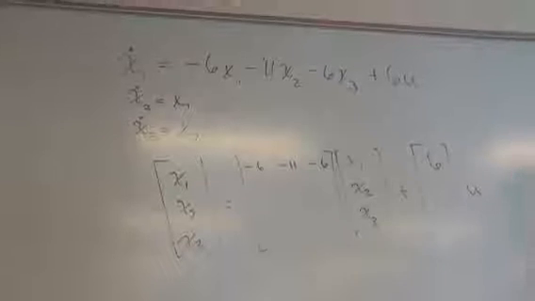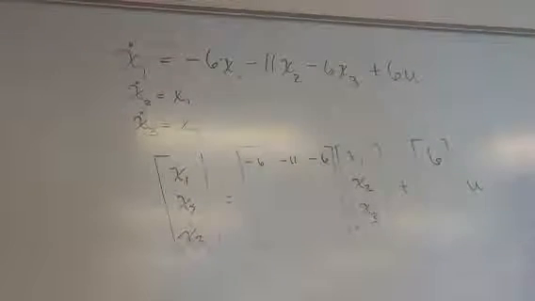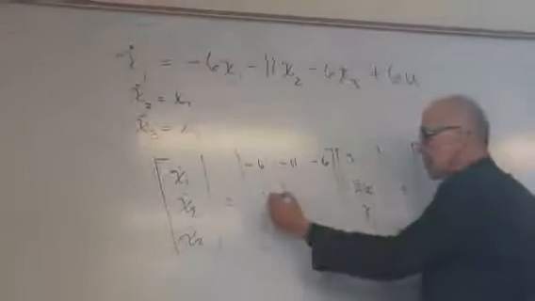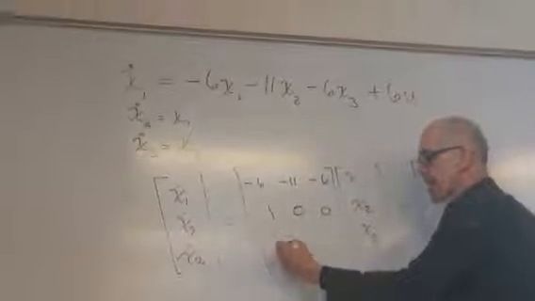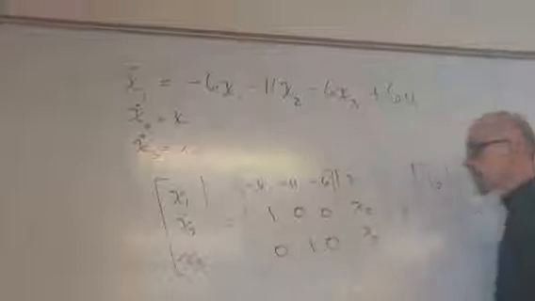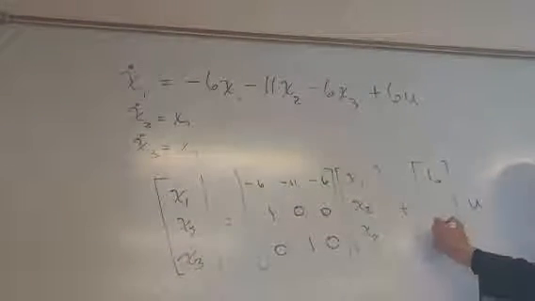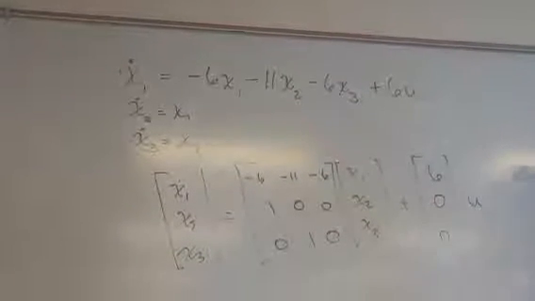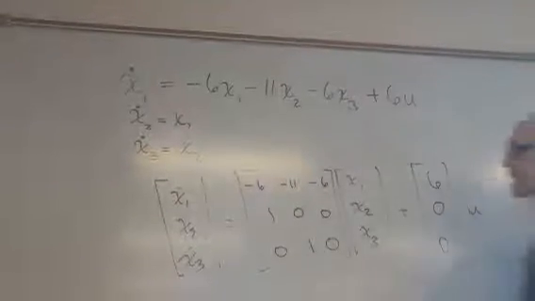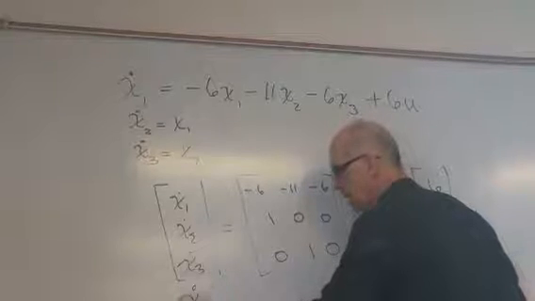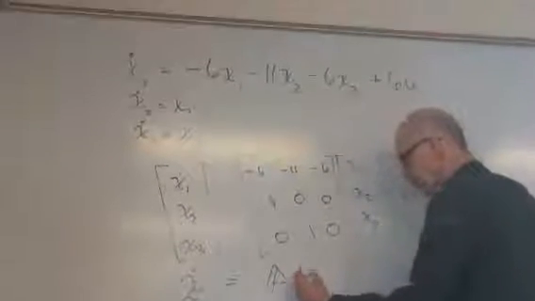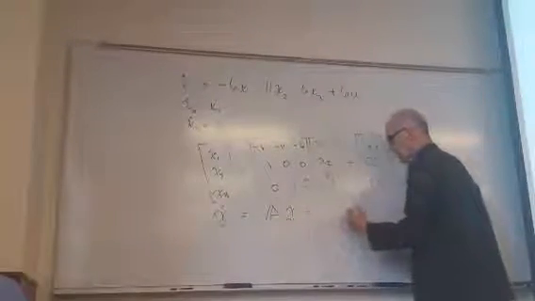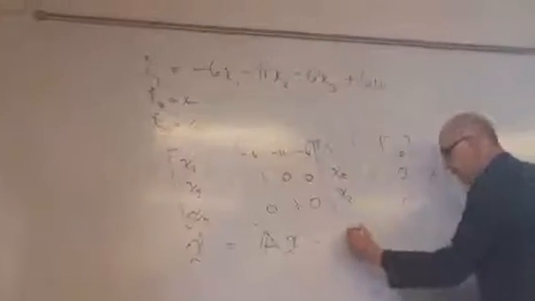And what's x2 dot? 1, 0. x3 dot. 0. And of course, this is all 0, isn't it? Because in those lower rows, that's not there. So this is x dot equals Ax plus Bu.